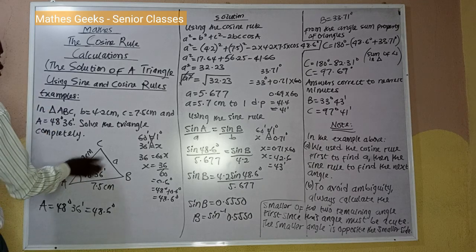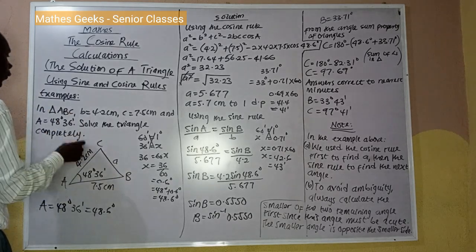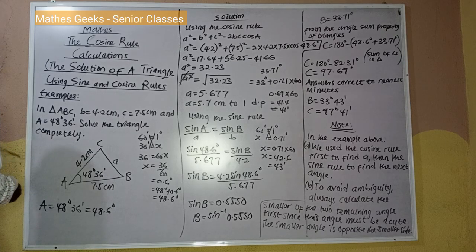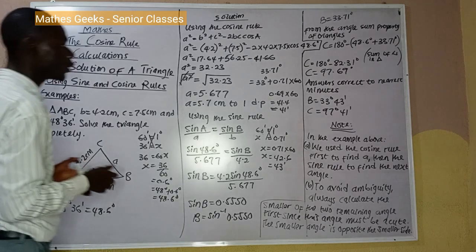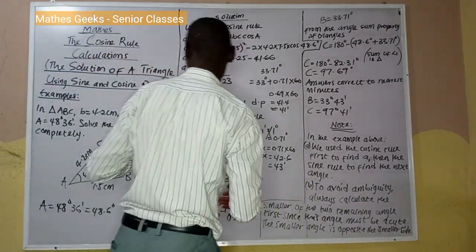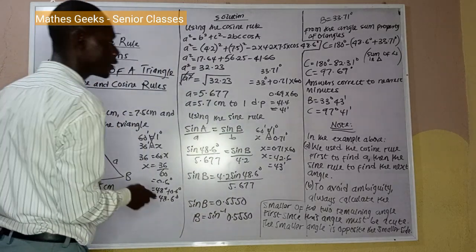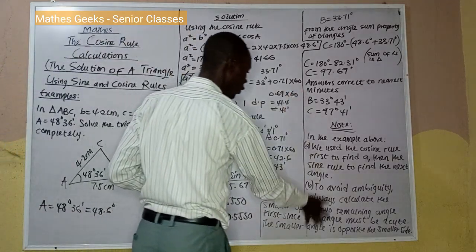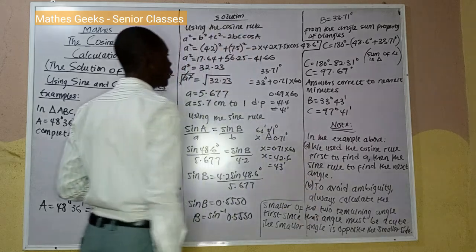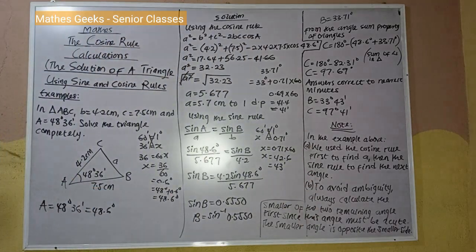Once you have done that, use the sine rule to solve for the angle facing the smallest side. Because the smallest side is facing the smallest angle, first get the angle facing the smallest side, which is acute, and then use the angle sum property to look for the third angle. But if you choose not to use the angle sum property, you can still use the sine rule again to get the third angle, and you get the same answer. So ensure that you follow these rules noted here, and you won't go wrong whenever you are solving a triangle completely using the sine and cosine rules.